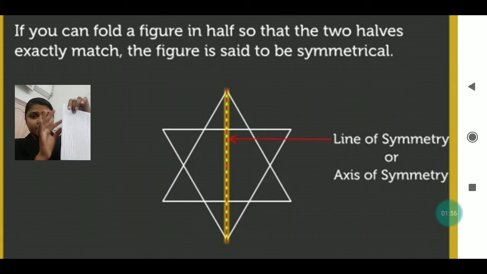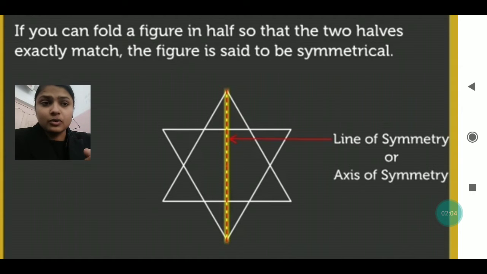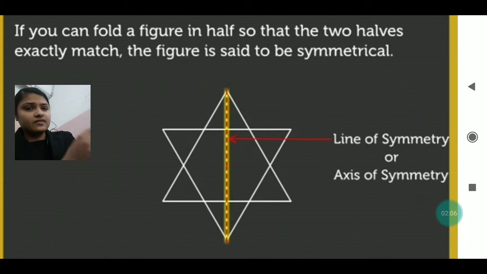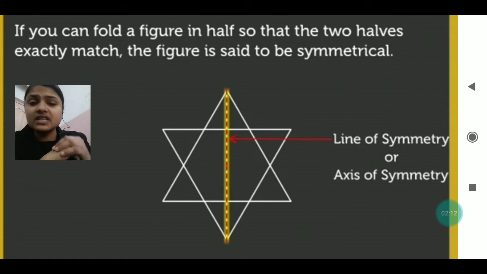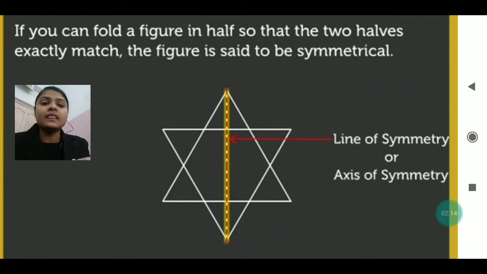We can say this is the line of symmetry which is dividing this whole page into two parts. This line of symmetry is also called the axis of symmetry. You can see this star shaped figure which I have taken. I have divided this figure into two halves, and when I fold both halves, they will exactly match each other. So the line which is dividing that star is called the line of symmetry, or you can say axis of symmetry.